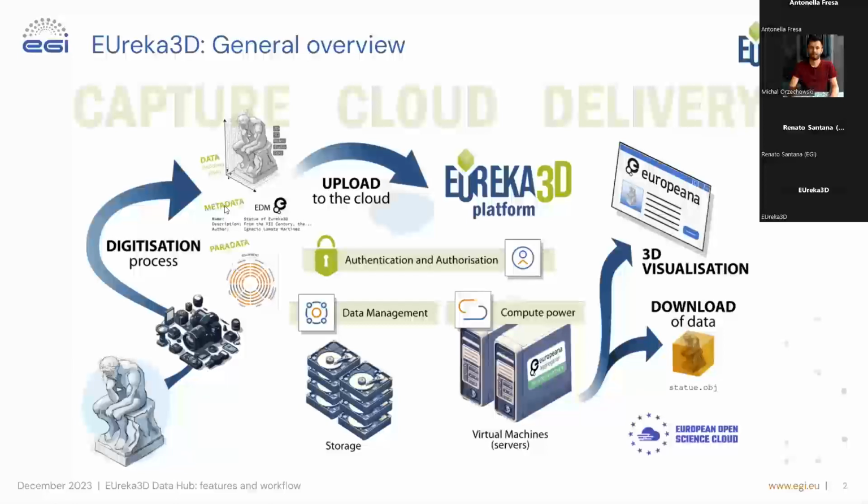So apart from data, we also have metadata. As you can see here, metadata is the data that talks about the model. In EUreka3D, we are using the EDM model, which is the Europeana Data Model. This format is based on RDF, and it is a data model that helps you explain what the model is. So you can have the name of the object, the description, the author, and some other things. And then we have the paradata.